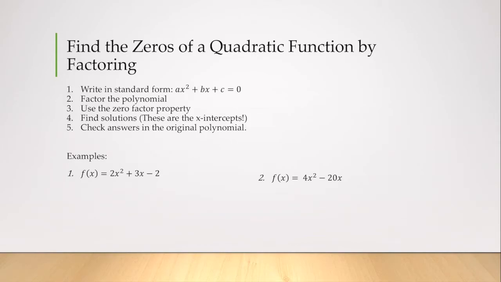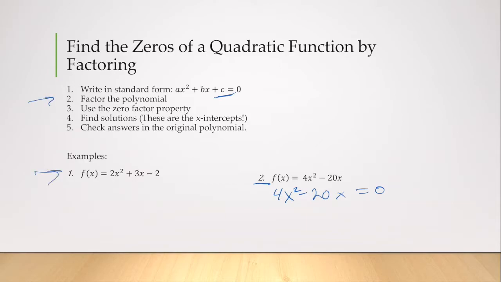So next, let's look at example 2. I have f of x equals 4x squared minus 20x. 4x squared minus 20x equals 0, right? This is still in standard form. B can equal 0 or C can equal 0, so we're good. The issue is I'm going to have to factor this differently.